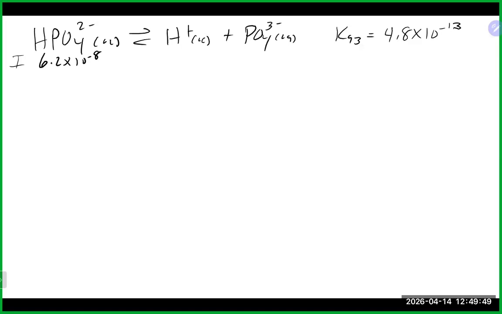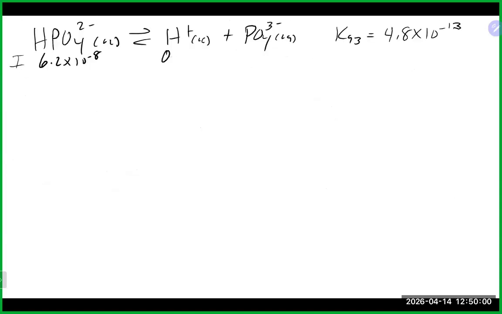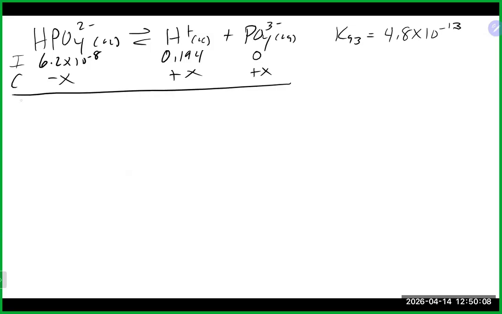Do we still have hydrogen? We do over here. And as you put your number in, pretty much still staying at 0.194 in this case. So we have 0.194 and we've got nothing going on there. Change is going to be minus x, plus x, plus x. That's going to be 6.2 times 10 to the minus 8 minus x, 0.194 plus x, and x.